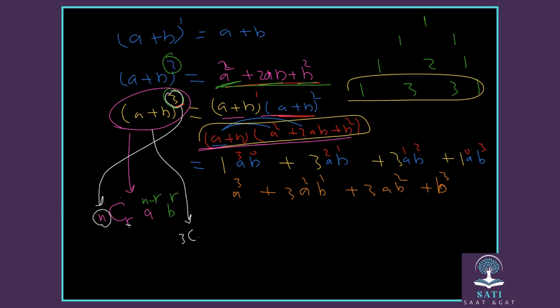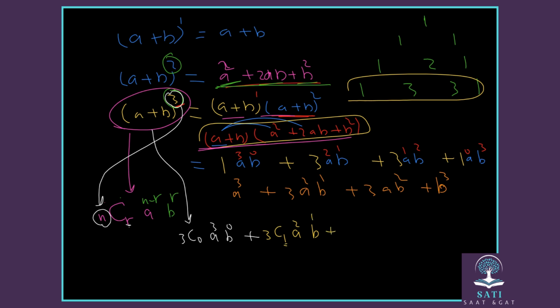3C, choosing what? 0. Then a will be to the power what? 3 minus 0, which is 3. b to the power r, which is 0 here. This is the first term. What will be the second term? The second term will be 3, choosing what? 1. Then a to the power 3 minus 1, which is 2. Then b to the power r, which is 1.